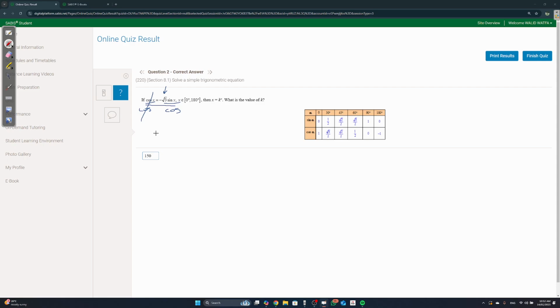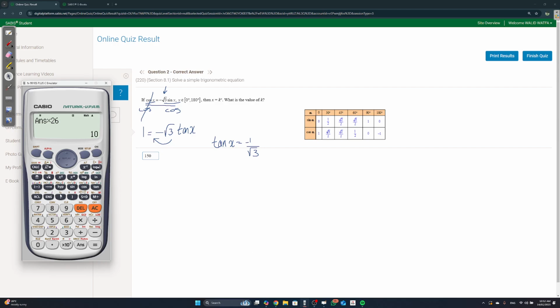So this can cancel and you're going to get 1. Cosine x over cosine x is just 1, right? 1 is equal to negative root 3. Sine x over cosine x is tan x. Then move this negative root 3 to the other side. You're going to get tan x is equal to negative 1 over root 3. Do this on your calculator. Shift tan, and please make sure you're on degrees. Shift tan negative 1 over root 3, and you get negative 30.